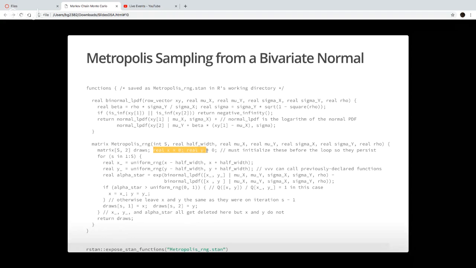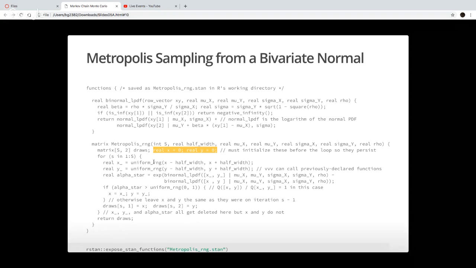I have to initialize x and y before the loop, so they have persistence. This is a little bit different from R. When you drop into a loop, it's going to delete everything that was inside the loop when the loop is over with, except things that were declared before the loop was done the first time. So I'm going to loop from 1 to S.